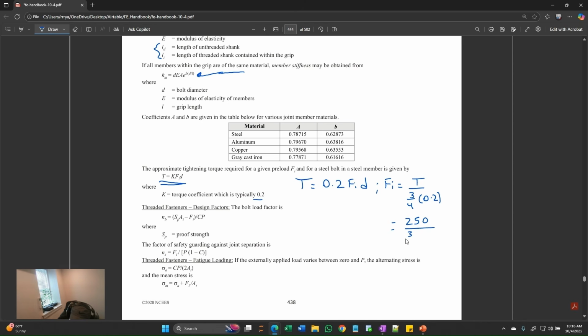Our tightening torque was 250 foot-pound force. This is 3/4 of an inch. Foot-pound force. This one is inch. And there are 12 inches contained in a foot. So I end up getting that the preload is equal to 20,000 pounds.